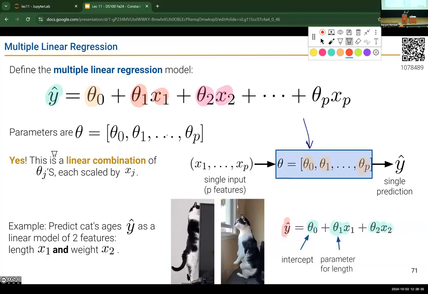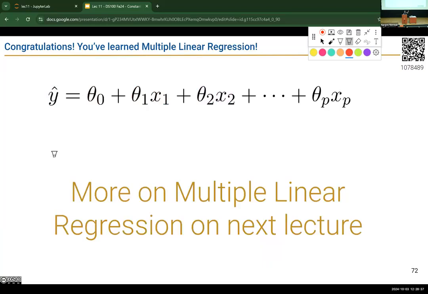This is the final thing that we wanted to go over today. So we're going to go deeper into this multiple regression. We're going to try to optimize multiple parameters together. And that's why you need to refresh a little bit on the linear algebra.